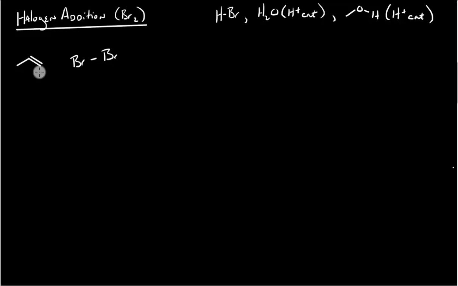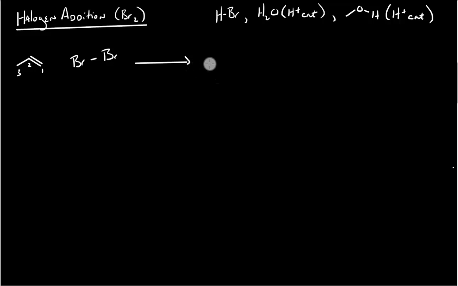So I'll go ahead and letter or number these carbons 1, 2, and 3. And if I draw my reaction arrow, what you'll see is that, in contrast to the water and the alcohol additions, we're not actually going to need catalysts. The Br2 addition is very similar to the HBr addition in that we don't need any kind of catalyst for this to work.